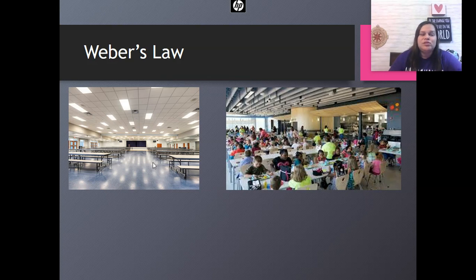That's Weber's law. Weber's law says if the initial intensity is low, like an empty cafeteria, then you're going to hear a sound right away. It doesn't take very much. If it's a full cafeteria, so the initial intensity is high, it's going to have to be a big change in sound for you to notice a difference, like lots of people walking in.